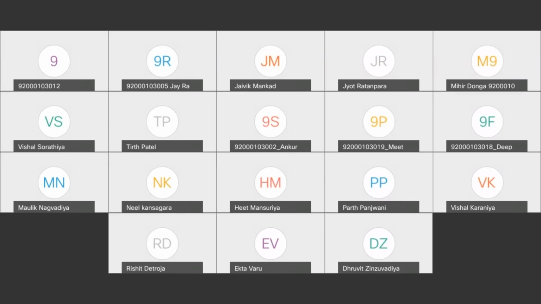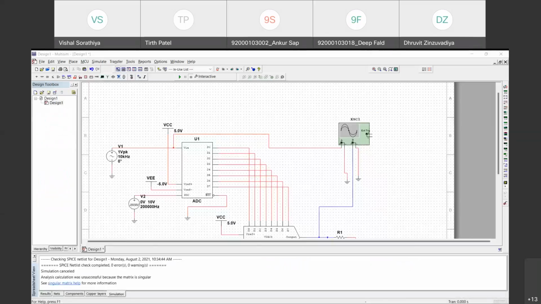Other students, if they don't have any issue or query, and if that simulation circuit is working fine, they can write their enrollment number and name and say, yes, it is visible.